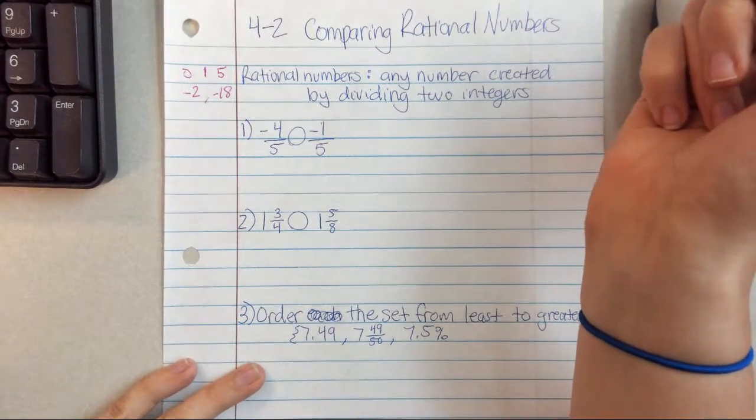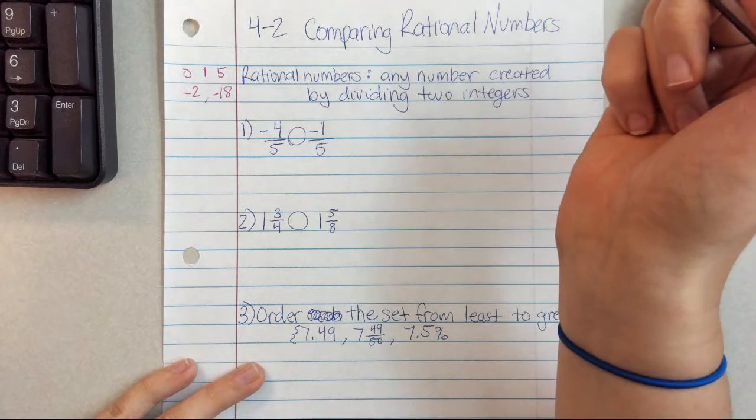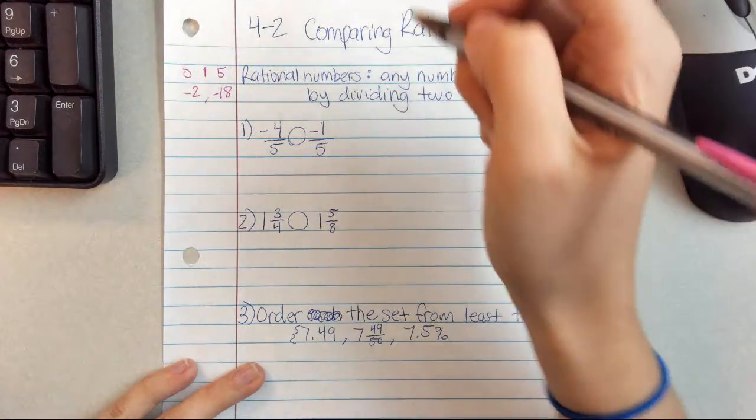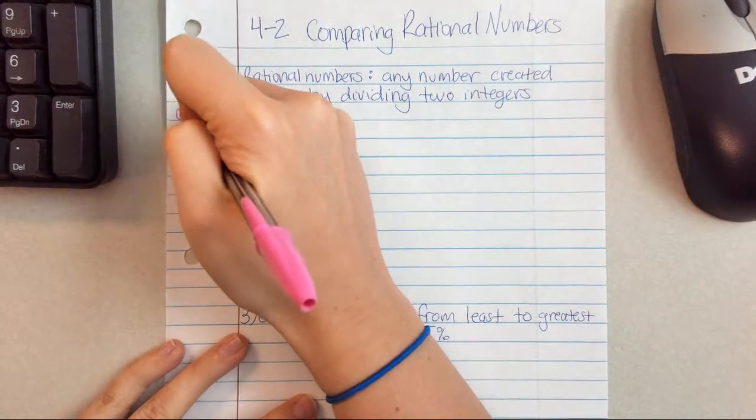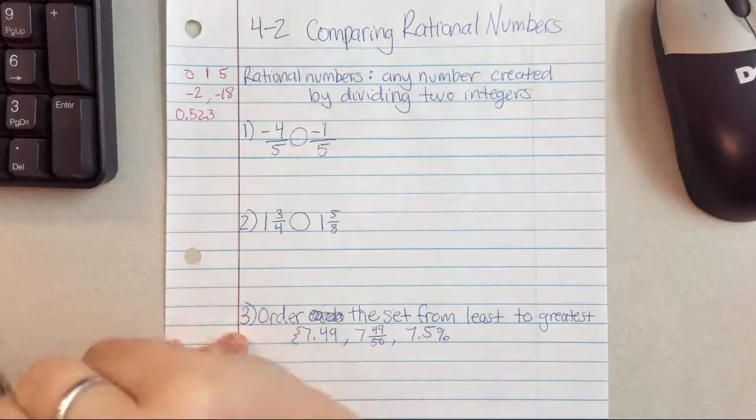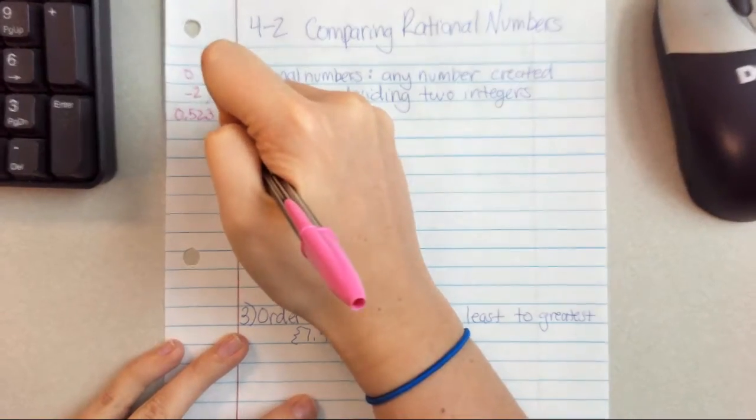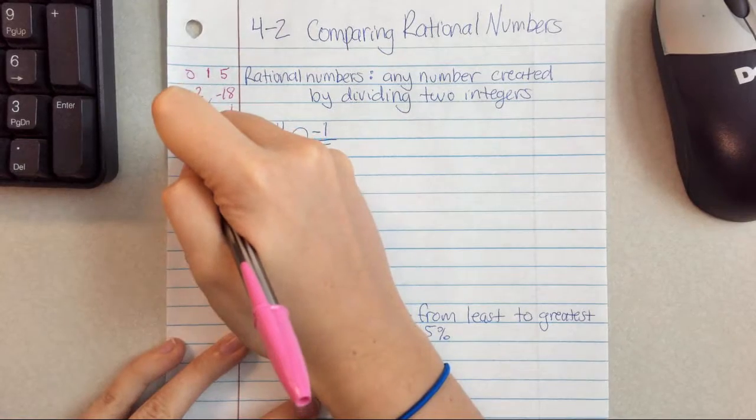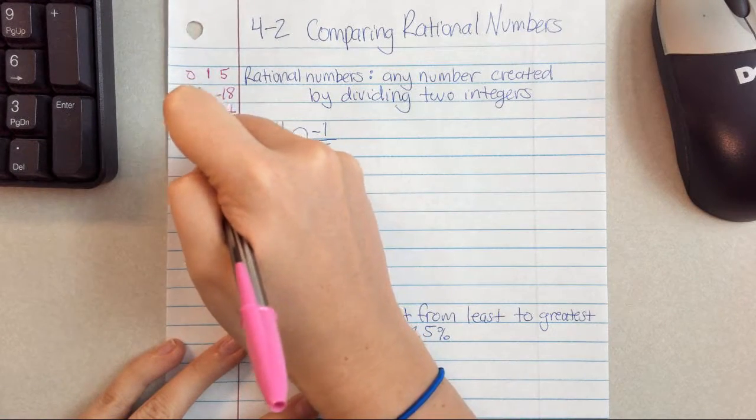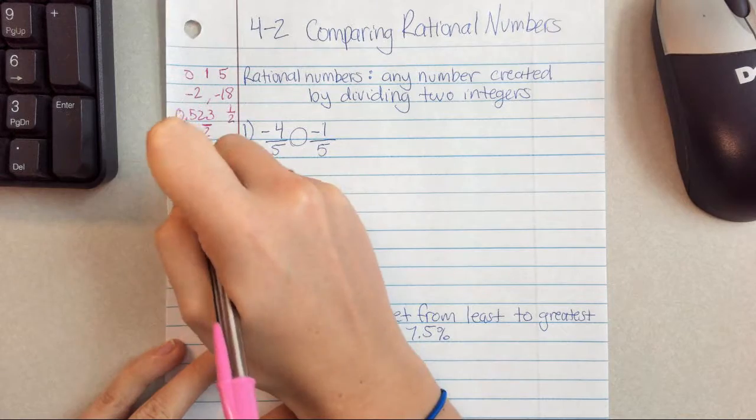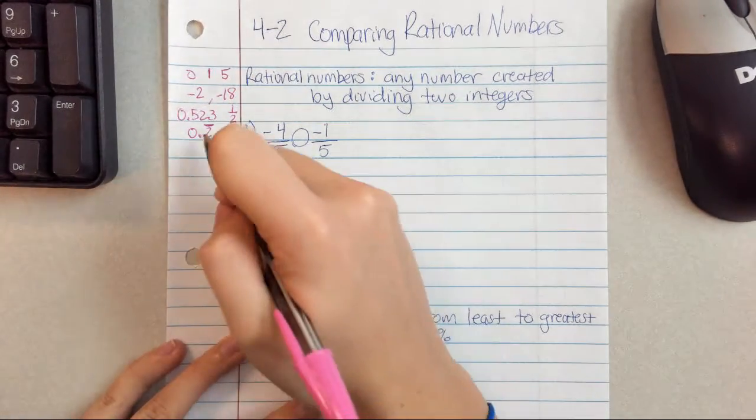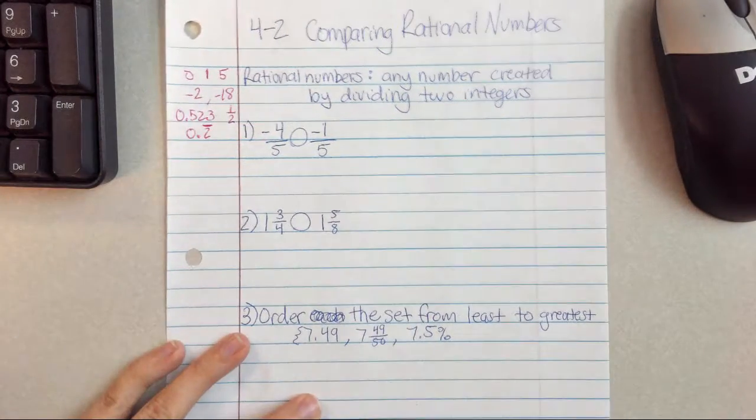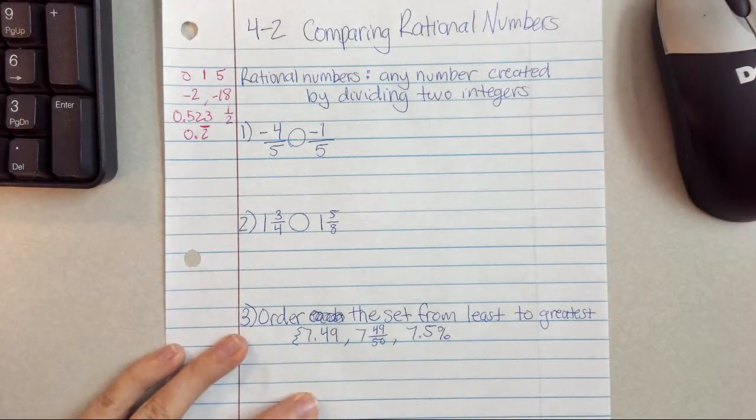It also includes our fractions, any fraction possible, positive or negative. It includes terminating decimals, so a decimal that stops or ends. It includes repeating decimals, so a decimal that has a pattern that continues on forever, like 0.2222222, that goes on forever. Those are all included in our rational numbers. What's not included is a decimal that goes on forever without a pattern.